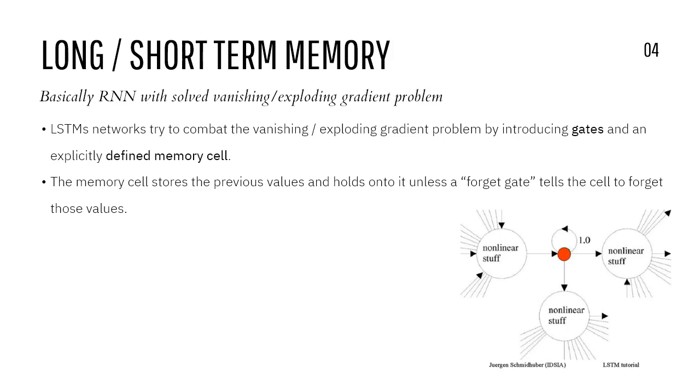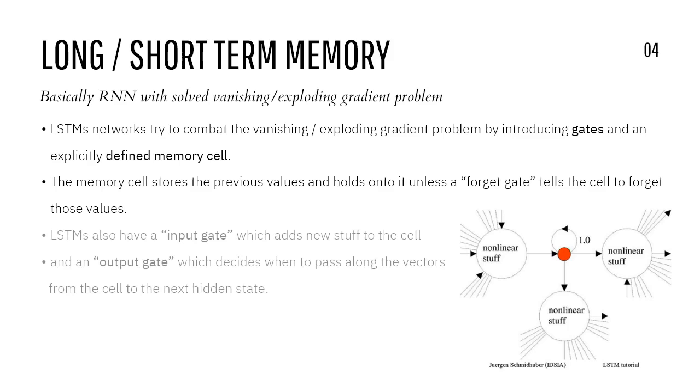This is the diagram of LSTM. This also has an input gate which adds new stuff to the cell, and an output gate which decides when to pass along the vectors from the cell to the next hidden state. Yeah, there are at least three gates for this LSTM. The first is the input gate, the output gate, and the forget gate.